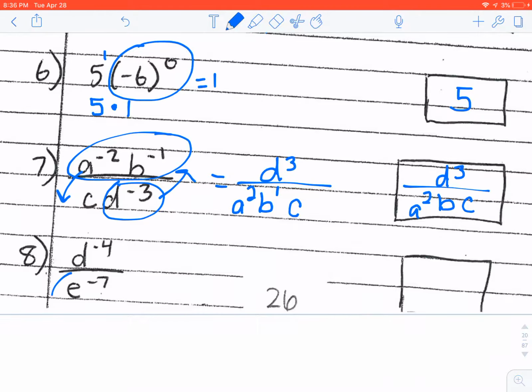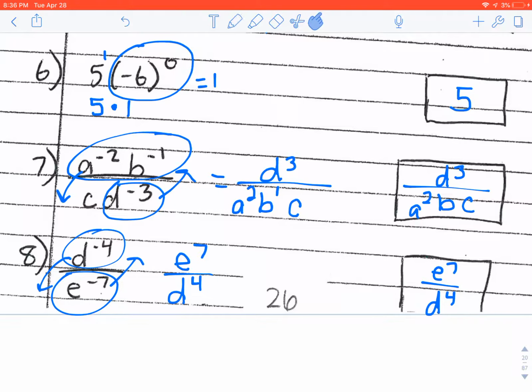Number 8, you are taking your negative exponents, switching them to the opposite side. So E to the 7th over D to the 4th. Again, because the bases are different, there is nothing else that you can do here.